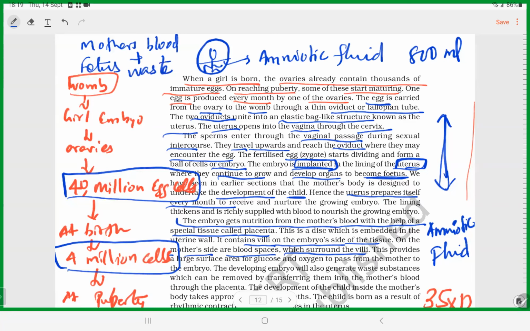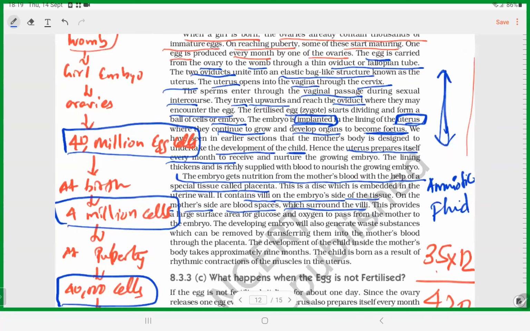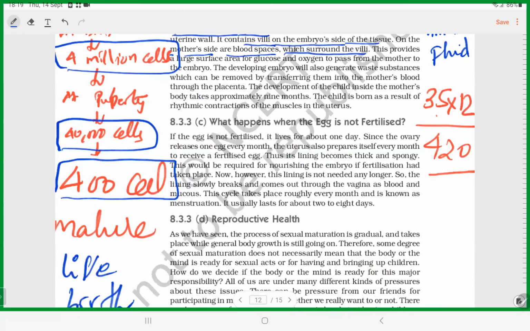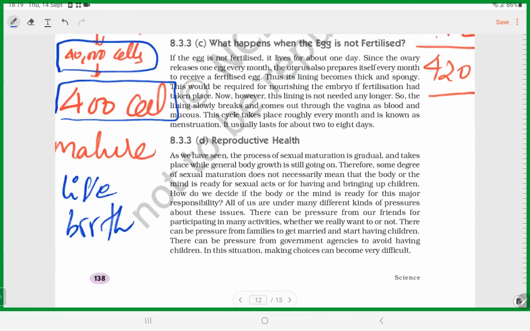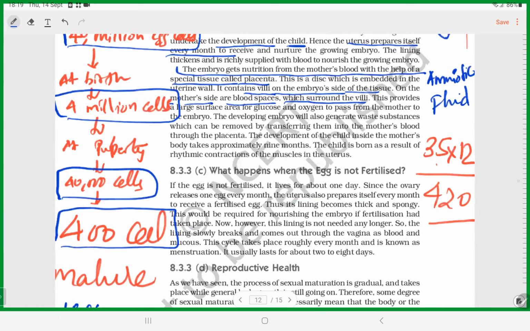Urine. You can say urine. Fetus waste together forms amniotic fluid. That is good for the fetus, actually, for nourishment, because the mother's blood provides all the nutrients to the fetus. Can you understand? Yes, sir.